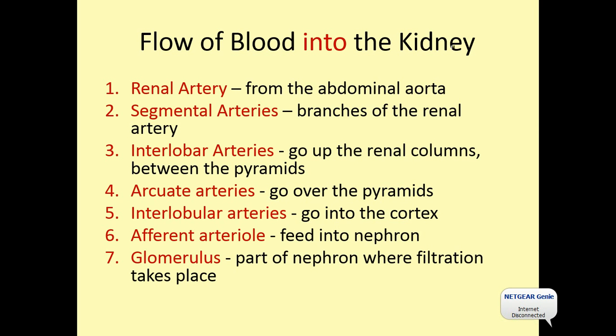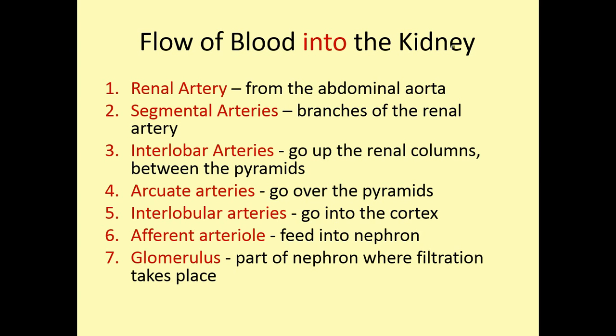And then finally, we'll actually get into a urine producer, a filter, and we'll get there by way of an afferent arteriole. Arteriole means teeny tiny artery. Afferent means to feed into. So it's an arteriole that leads into our urine filterer. The whole name of the urine producer is called a nephron, but the part that blood goes into is called the glomerulus. And that's where actual filtration takes place, where wastes will be filtered out of the blood.